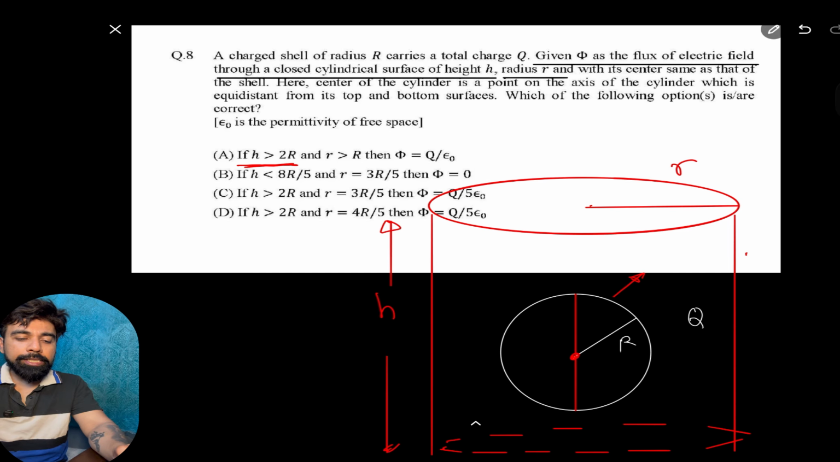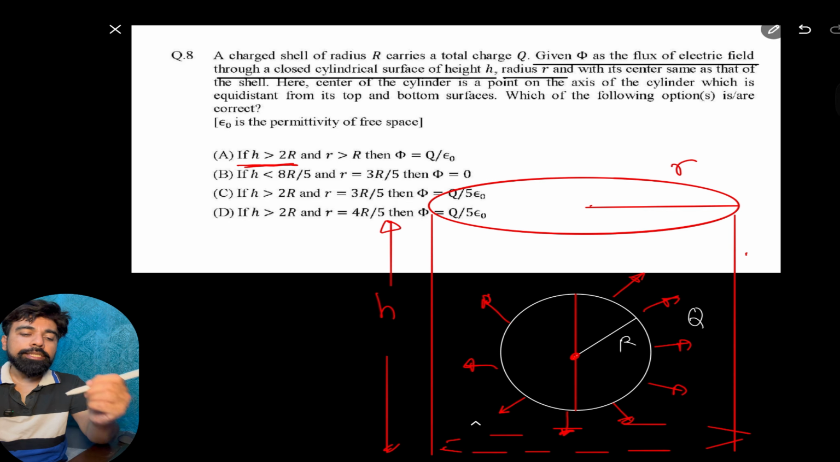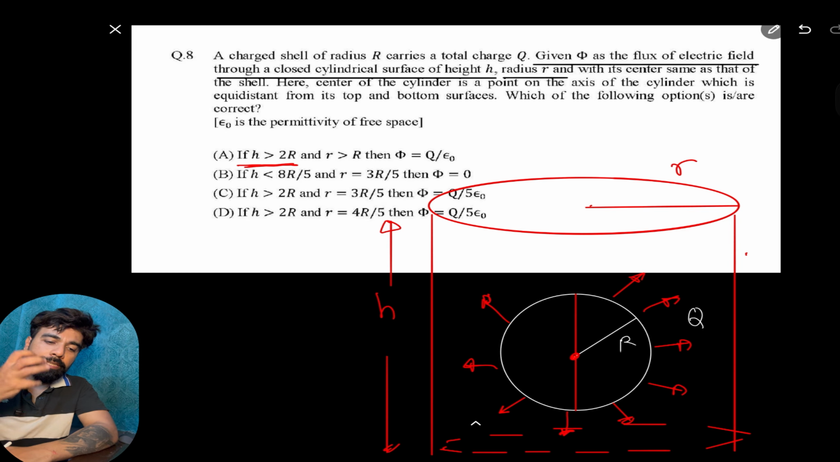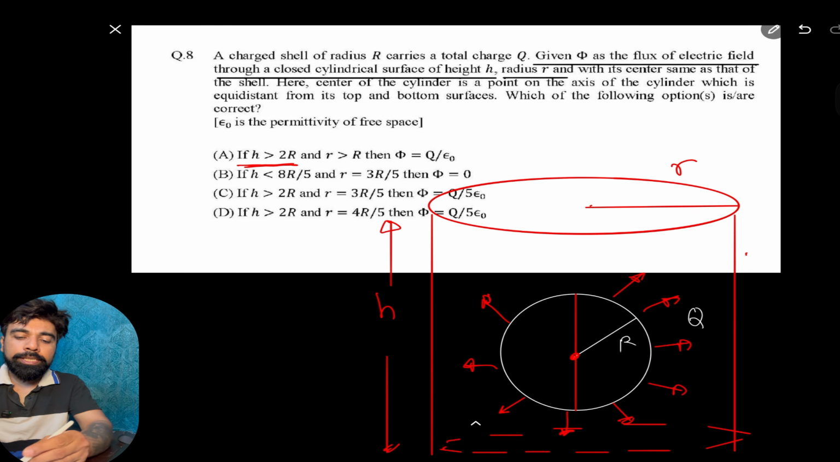And what are the field lines? The field lines, the flux are going out of the surface area, right? So what will be the flux now through this cylinder? The entire charge capital Q contained by the sphere is inside the cylinder. So this means the flux through the cylinder, which is phi defined, is going to be Q by epsilon naught. So option A is correct.